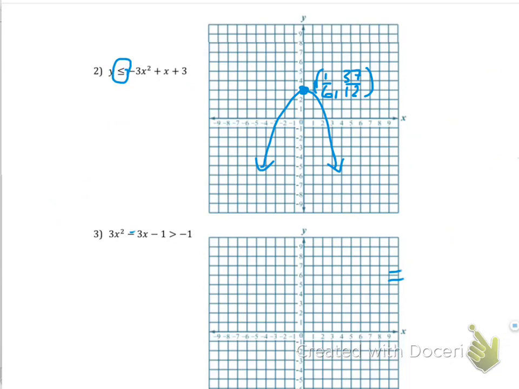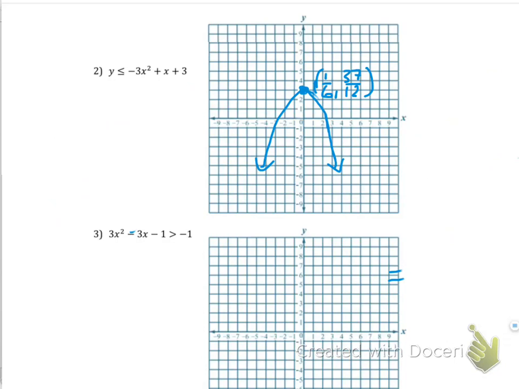This is less than or equal to, so I have a solid line, not a dotted line. And then it says y is less than or equal to, so I'm going to guess that I'm shading below the parabola, right? Anything that has a y that's less than our parabola, because that's what that means. But let's just check a point just in case.